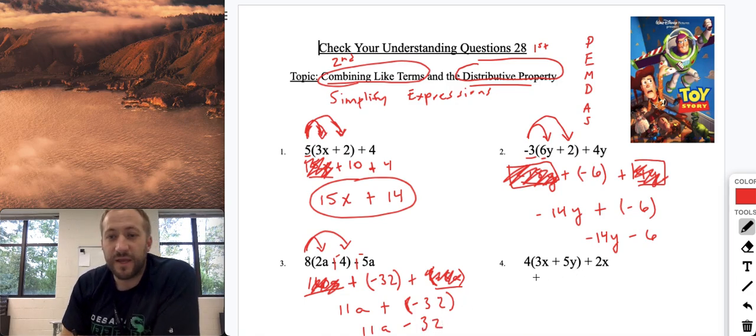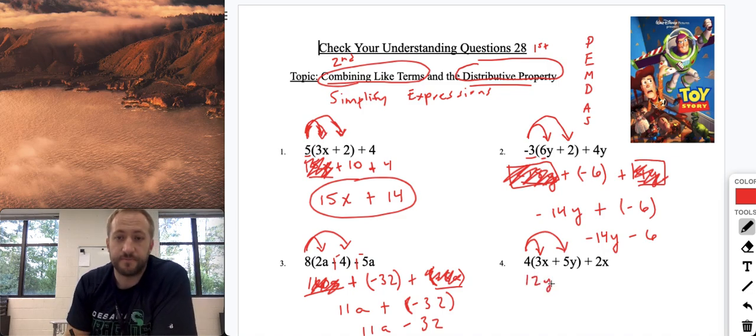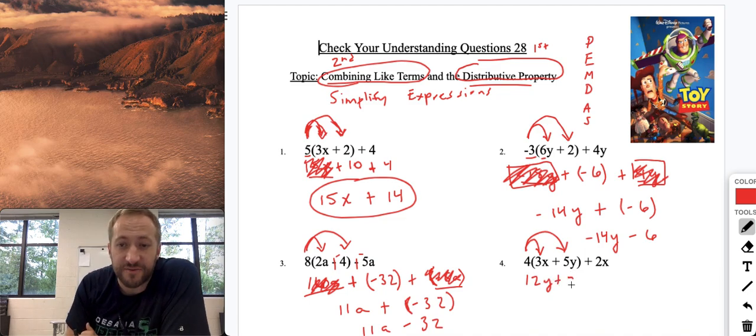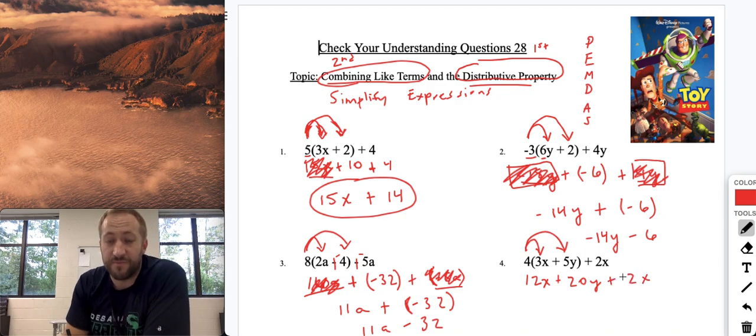Let's look at the next one. First thing, we always do the distributive property first. I'm going to distribute that 4 out to everything inside the parentheses. 4 times 3x gives me 12x. Bring down my plus sign. 4 times 5y gives me 20y. Oh wait, that's an x right there. I accidentally wrote down a y. See how easy it is to make little mistakes like that? That's 12x, not 12y. Plus 20y, and I'll bring down the 2x because it wasn't in parentheses, so I couldn't mess with it yet.